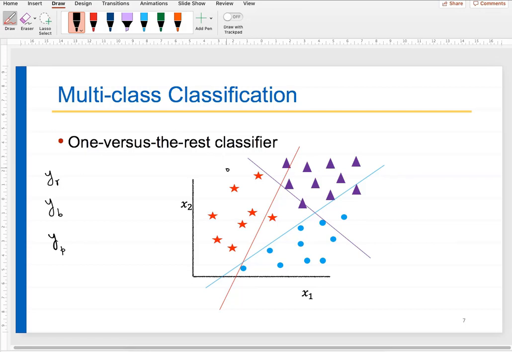If my point lies here, what will be the output of the y vector, right? This is a vector. Everybody is clear with this point? The output will be 1, 0, 0, right? What if it lies here? 0, 0, 1.